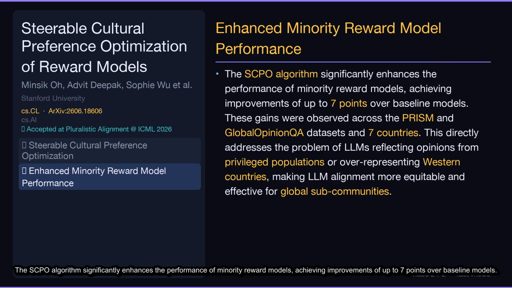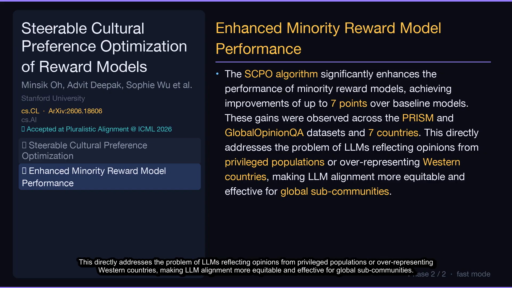The SCPO algorithm significantly enhances the performance of minority reward models, achieving improvements of up to 7 points over baseline models. These gains were observed across the PRISM and Global Opinion QA datasets in 7 countries. This directly addresses the problem of LLMs reflecting opinions from privileged populations or overrepresenting Western countries, making LLM alignment more equitable and effective for global subcommunities.